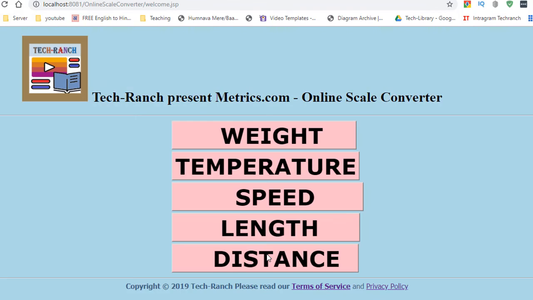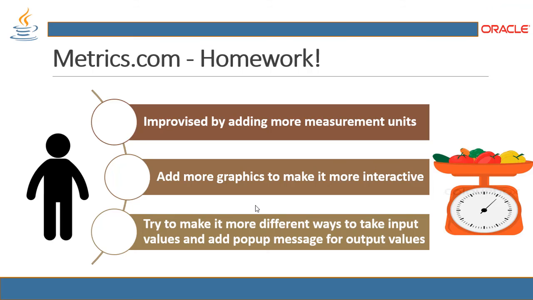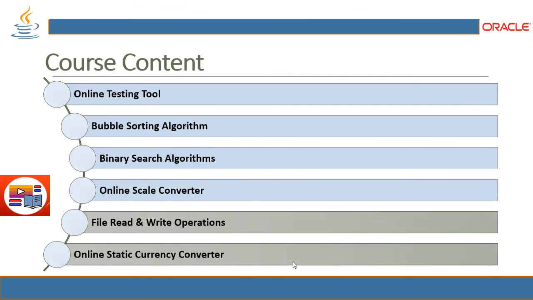Since it is in tabular form, you can have it in another form of output and input. So this is the execution of the Metrics.com online scale converter. To practice more with this feature, you can improve it by adding more measurement units, and adding more graphics to make it a more interactive, organized, structured web application. You can try different ways to take input values and add a pop-up or alert message for output values. There are so many ways you can work on this type of idea and algorithm. So this is all about the online scale converter.